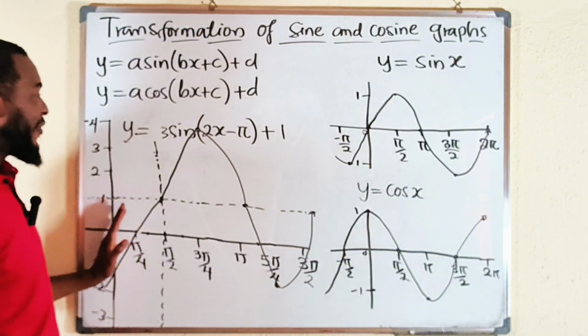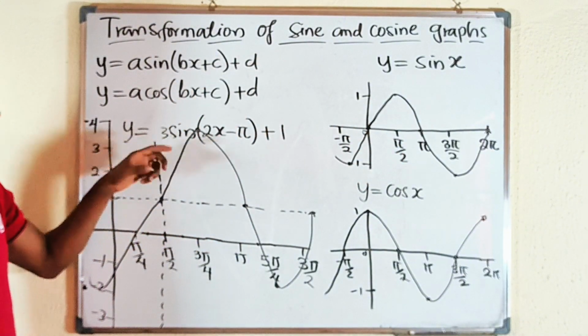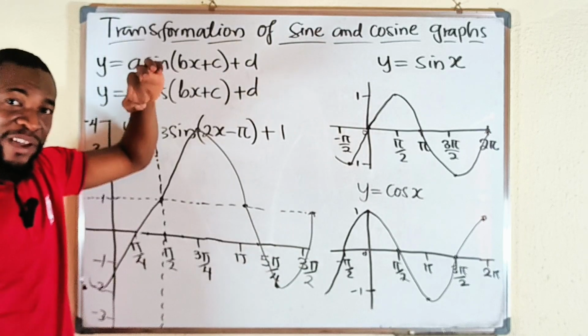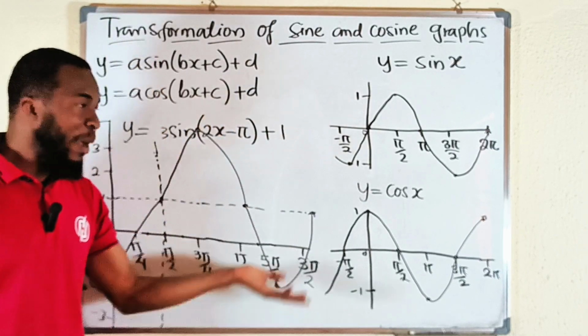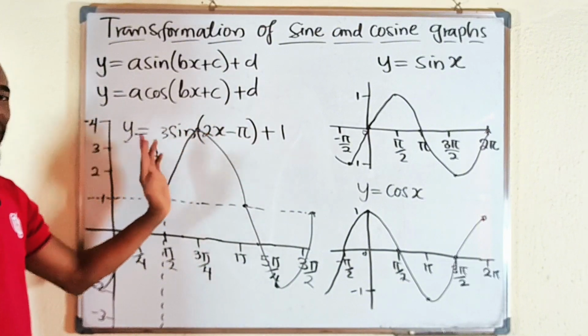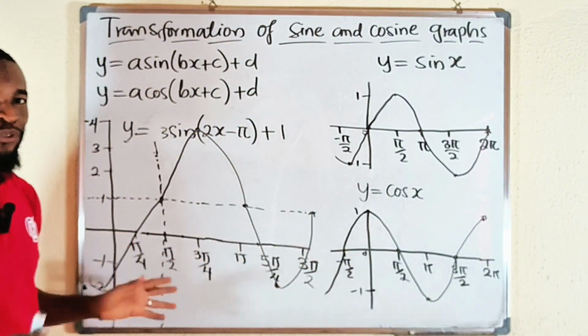This is how to transform the sine function. We have extended, stretched the graph vertically. We have shifted the graph 1 unit above. We have also shifted the graph horizontally to the right, pi over 2 units.